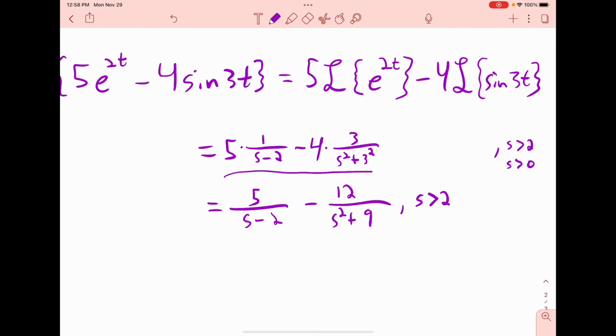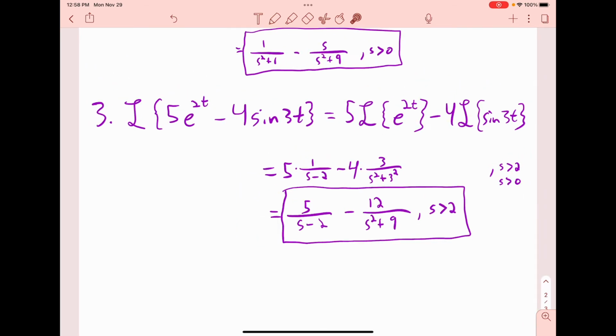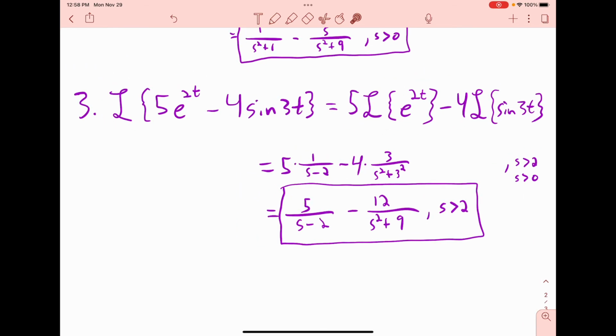So this is our Laplace transform, and this is the interval on which it is defined. All right, let's take a look at number 4.